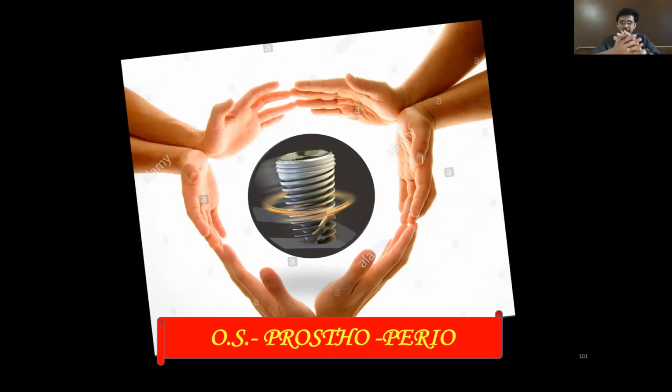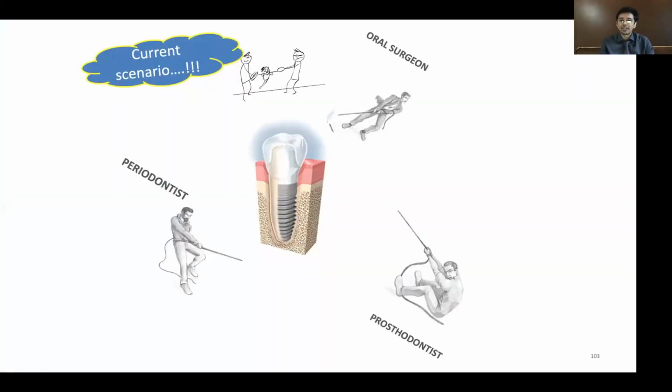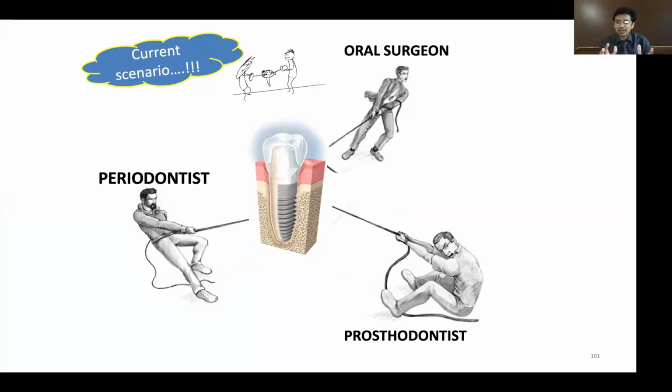What was supposed to be a hand in glove partnership between the three specialties became something like a tug of war. Ultimately, everybody started saying, this is my specialty. A prosthodontist started saying, patient has come for replacement of a tooth, this comes under my specialty. Oral surgeon started saying that I am the big surgeon, I can place implants anywhere, this comes under my specialty. And somewhere a poor periodontist saying, I also know how to do flap surgeries, I know basic prosthetics, this comes under my specialty also.